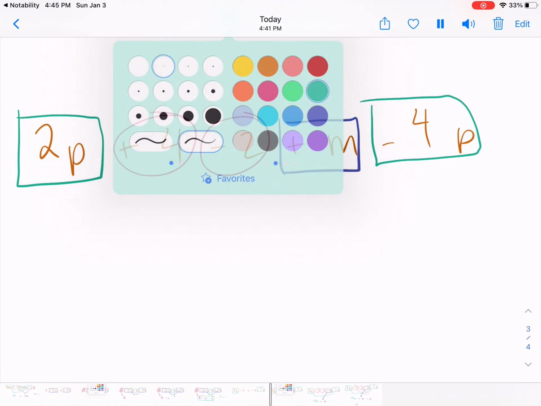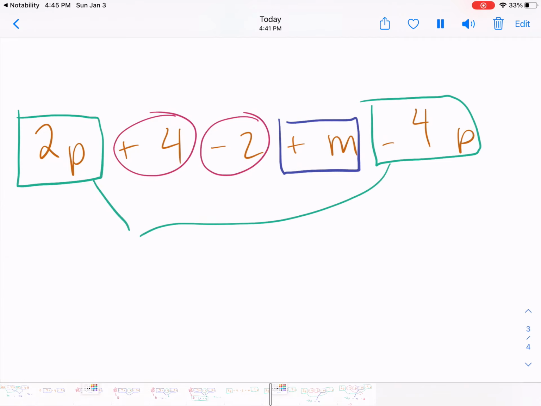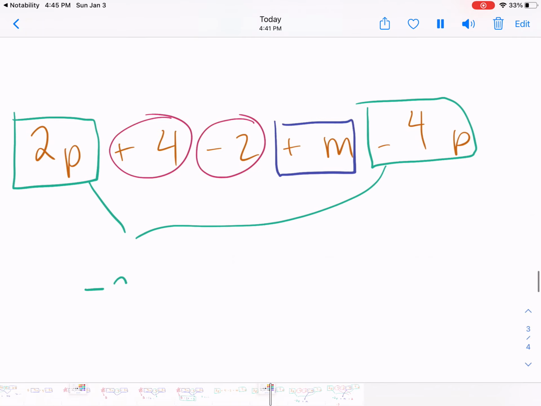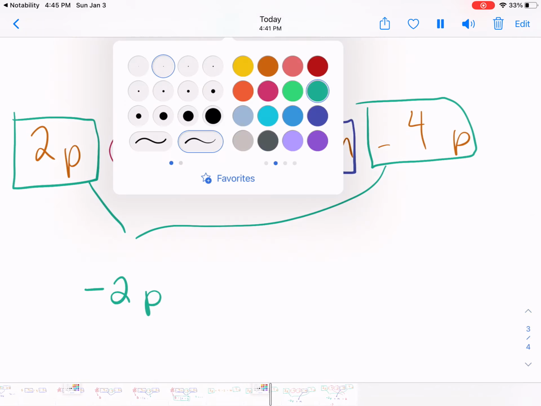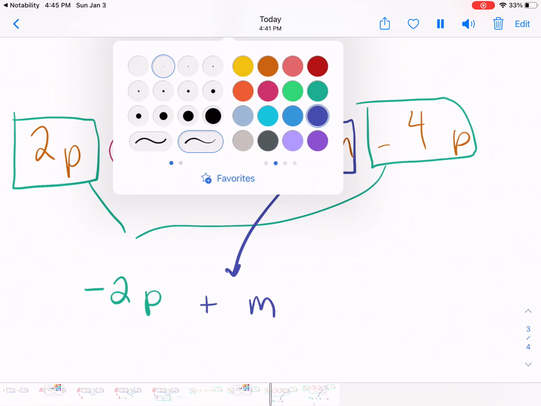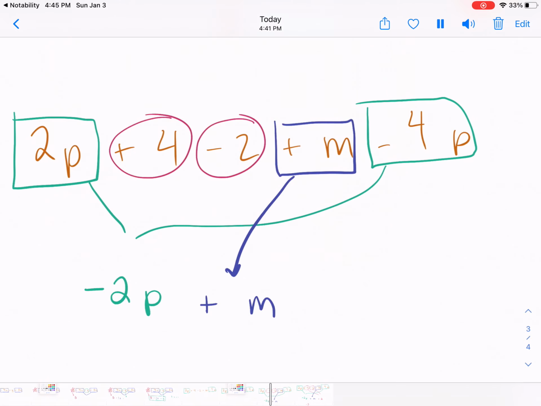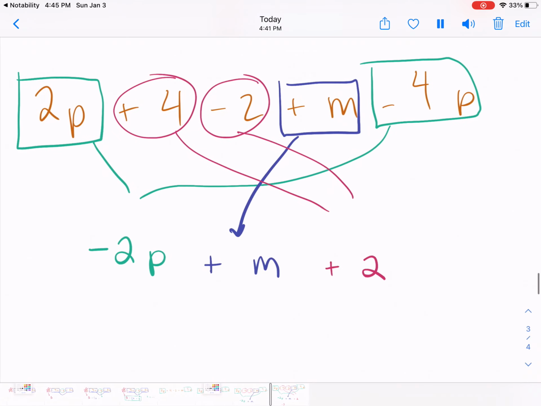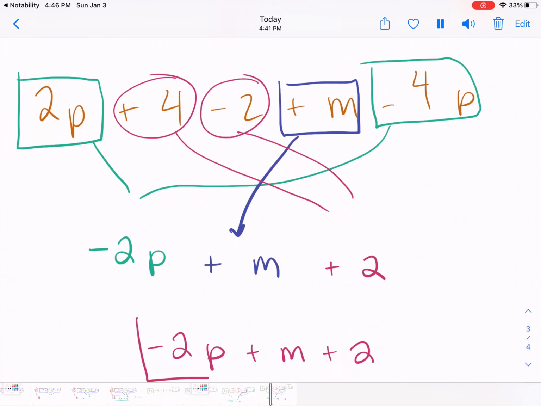So let's start with the p's. So over here I have 2p minus 4p. So 2 minus 4 is negative 2. So that's going to be a negative 2p. My m is just all by its lonesome. I have positive m. And then my constants right here are positive 4 and negative 2, which gives me a positive 2. Okay, so my simplified expression is negative 2p plus m plus 2.